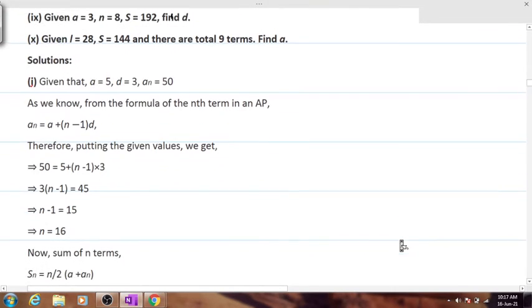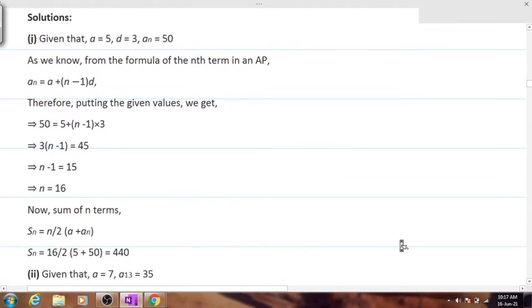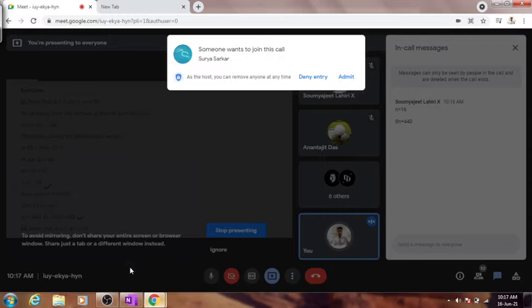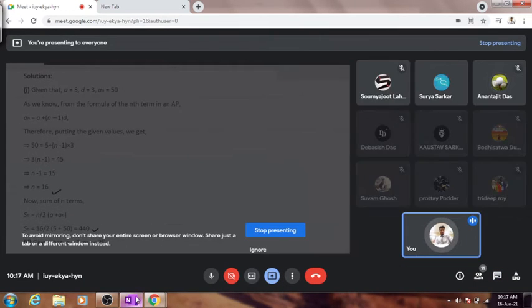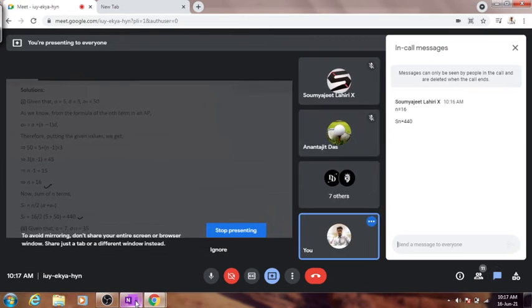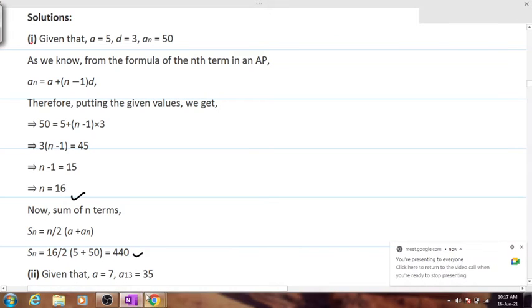If you haven't got the answer, here's the solution right here, kindly copy it down and note if you have made any mistake in your working method. I hope it's clear to everyone. Kindly confirm yes or no. Okay then. Next one.